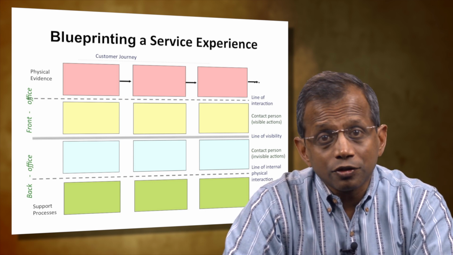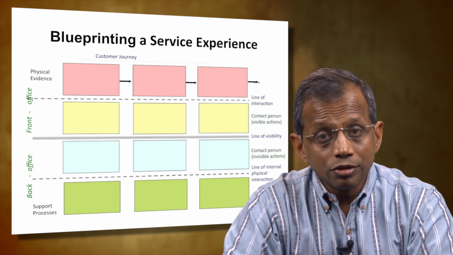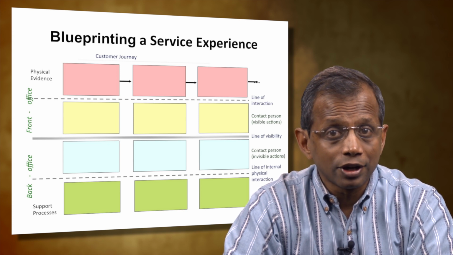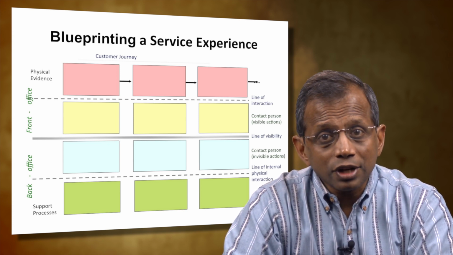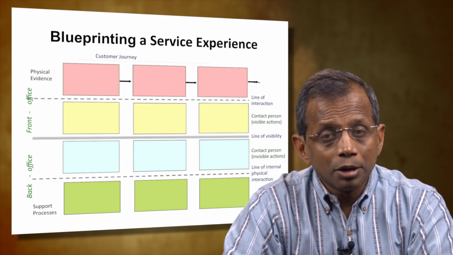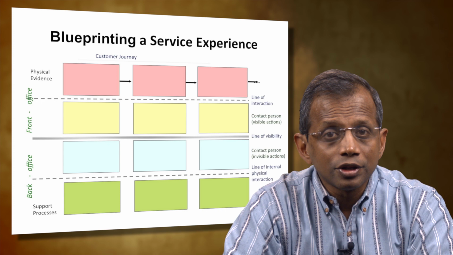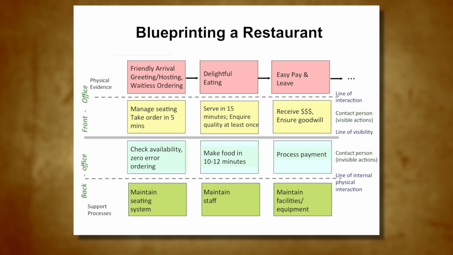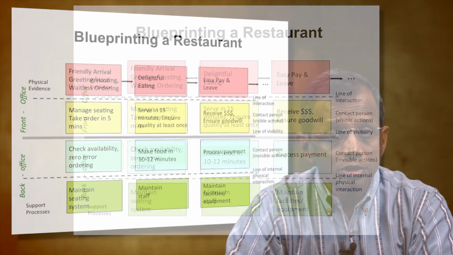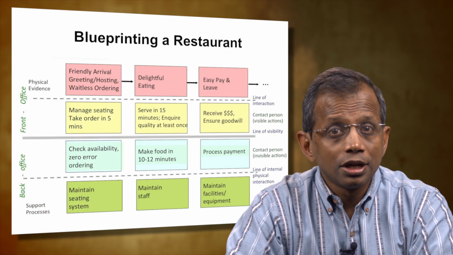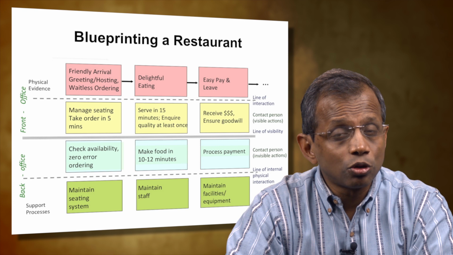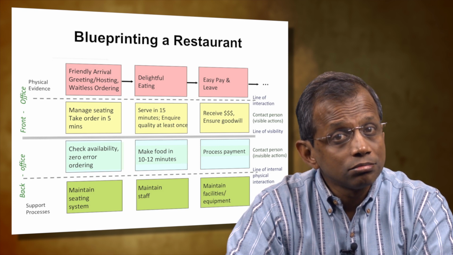You will define standards for various front office activities. You even demarcate the line of visibility between the front and back office. Set service standards for back office activities and make sure everything is failure proofed so that we can have a smooth customer experience. If you're blueprinting a restaurant, you would start by specifying certain standards like manage seating and take order within 5 minutes. Serve the food in 15 minutes. Ensure that the food is of good quality by checking with the customer at least once.